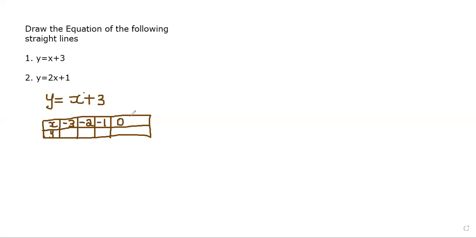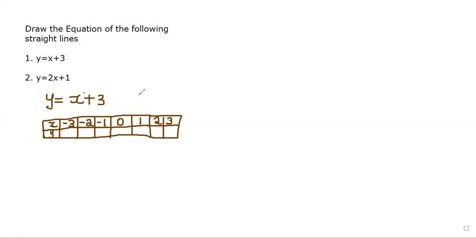0, 1, 2, and 3. So I won't encourage you to draw it the way I'm just drawing it. Make sure that you use a ruler so that the work is much neater, right? So this is what we are having: y equals x plus 3.